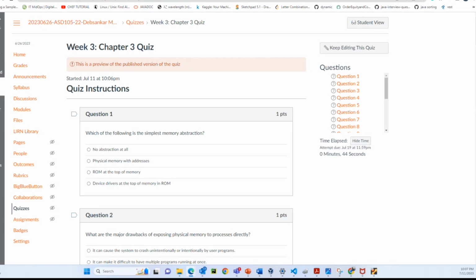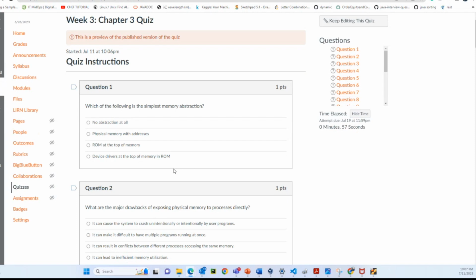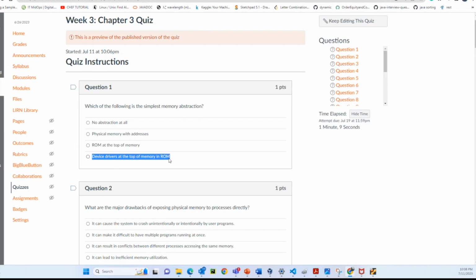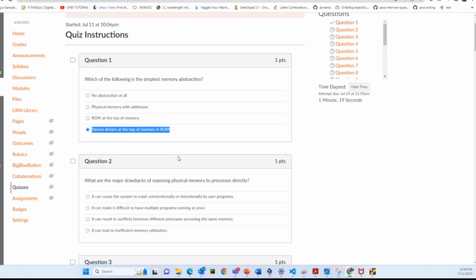Okay. So the first question is, which of the following is the simplest memory abstraction? The simplest one, it's in yesterday's slides, but I don't want to confuse you. It is device drivers at the top of the memory in ROM. You will see the three different levels of abstraction we presented. So this is the simplest one: device drivers at the top of the memory in ROM.